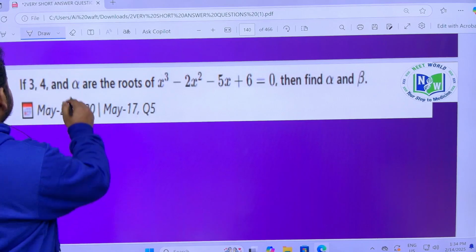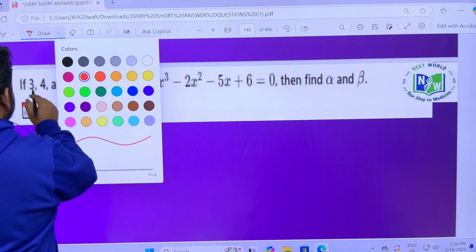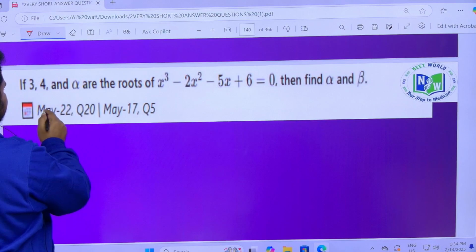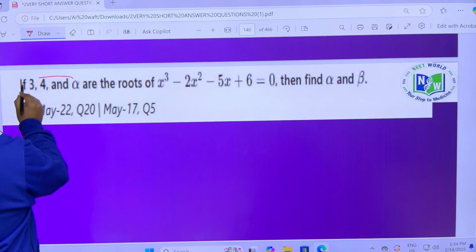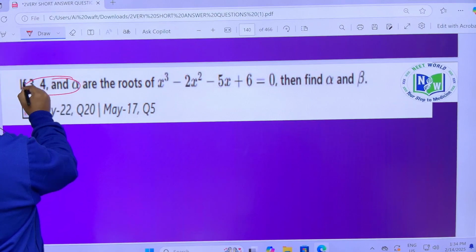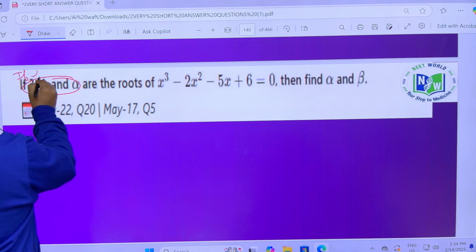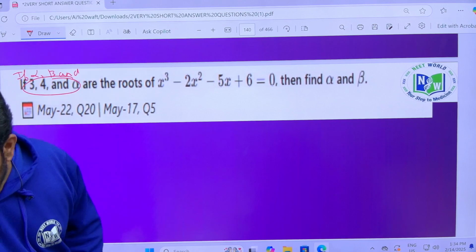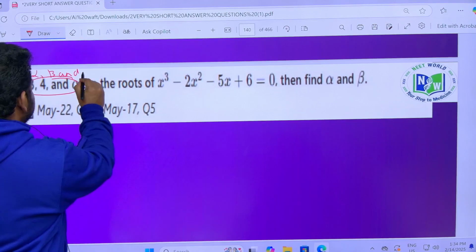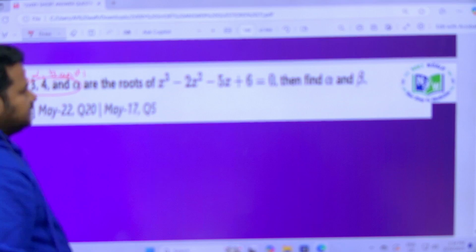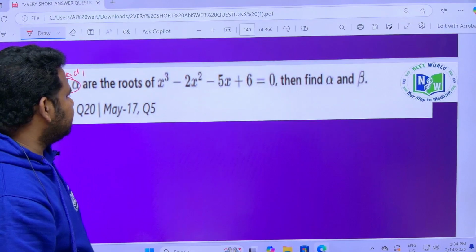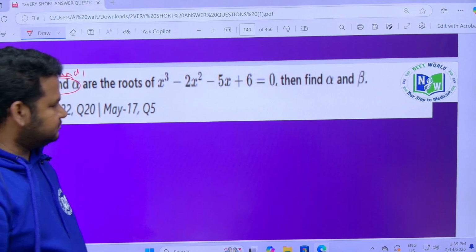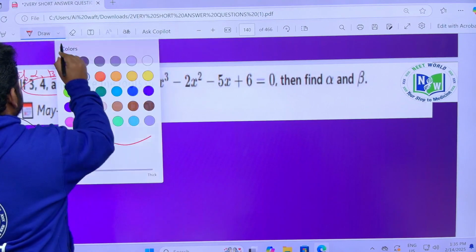Here also there should be some correction when it comes to the question. A lot of printing mistakes in this chapter. It is not 3, 4, friends, because they are already given alpha, beta and gamma. So it is: if alpha, beta and 1 are the roots of this equation, x cube minus 2x square minus 5x plus 6 is equal to 0, then they are asking us to find alpha and beta. That's it. Now let us solve this.